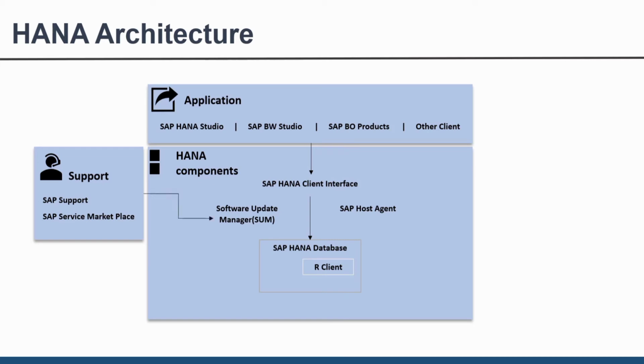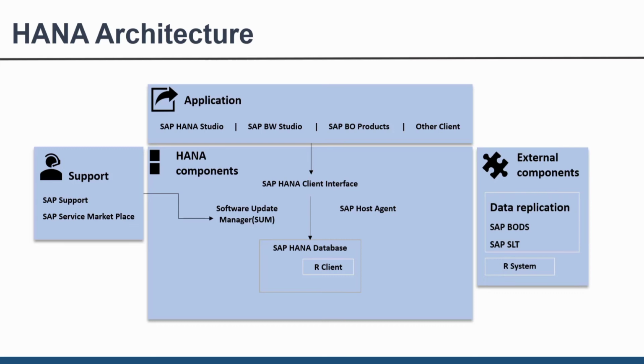That means you can get connected to any SAP support site, for example the SAP Marketplace site, for keeping your software updated. In the HANA database there is an engine called Software Update Manager which helps you keep your software updated, and through this engine you can get connected to the SAP support site and make sure that you have an updated version of the software.